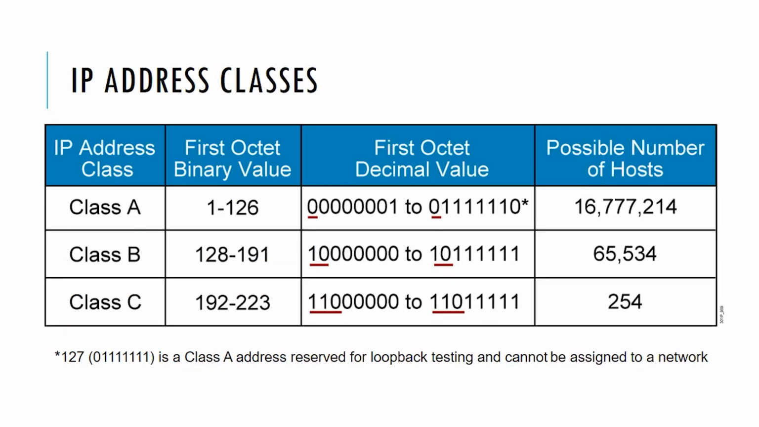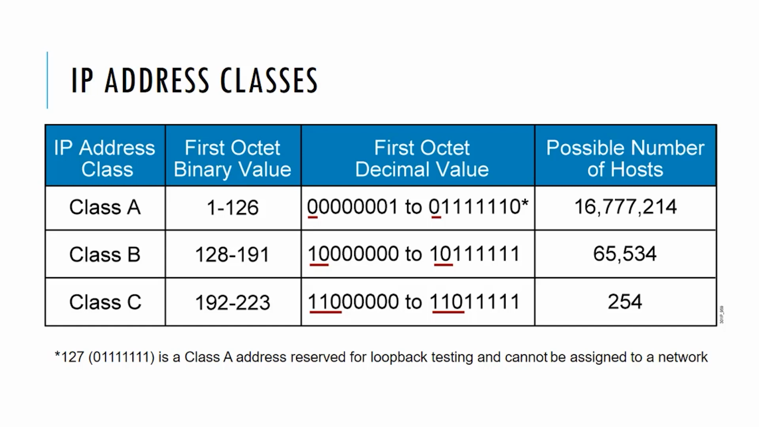The classes of the IP address, and let's focus on the main three classes A, B, and C, have ranges according to the number in the first byte, the first octet. If the number in the first byte ranges from 1 to 126, then it is class A. If it ranges from 128 to 191, then it is class B. If it ranges from 192 to 223, then it is class C IP address.